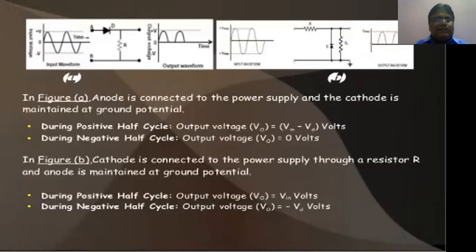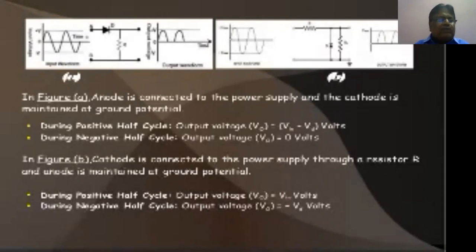Okay, next. Here different circuit diagrams are there. In figure A, the anode is connected to the power supply and the cathode is maintained at ground potential. During the positive half cycle, the output voltage V0 is equal to Vin minus VD volts. Vin means input voltage, VD means the voltage across the diode. During the negative half cycle, output voltage V0 is equal to 0 volts, because the diode is open. That means there is no voltage drop across the load resistor.